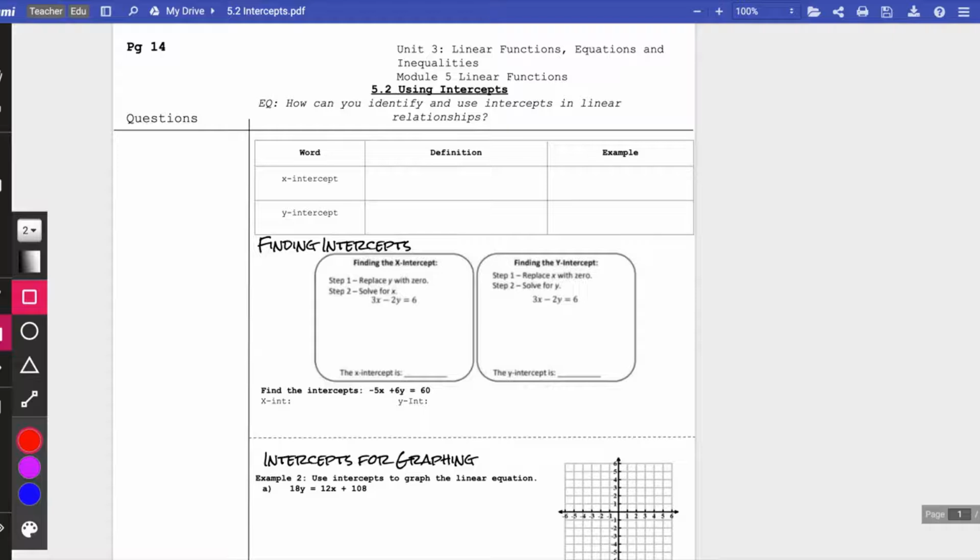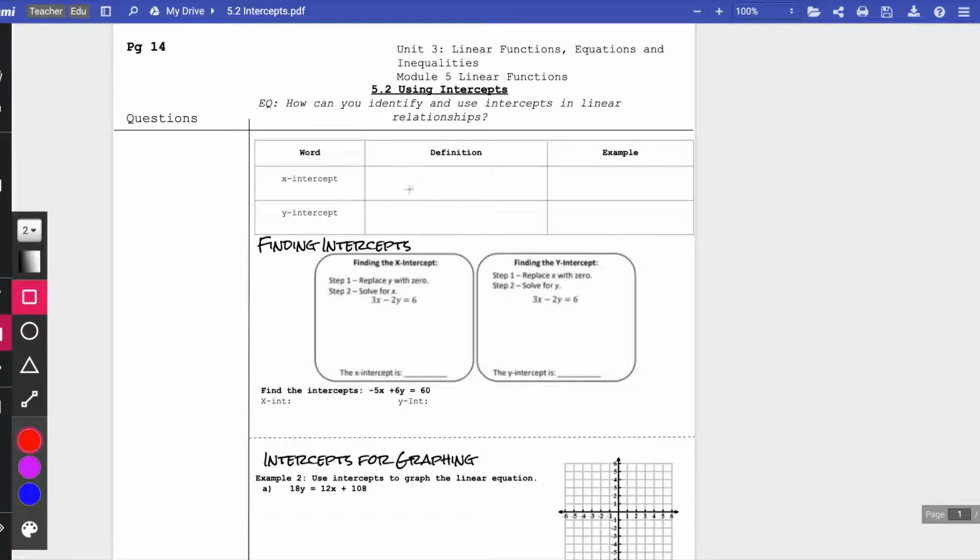So today, guys, we're going to learn how to use intercepts. The essential question that we're dealing with is how can you identify and use intercepts in linear relationships? We've kind of been already doing this in 5.1, so it's not going to be anything too crazy different. Actually, I hope you guys will find it a lot easier.